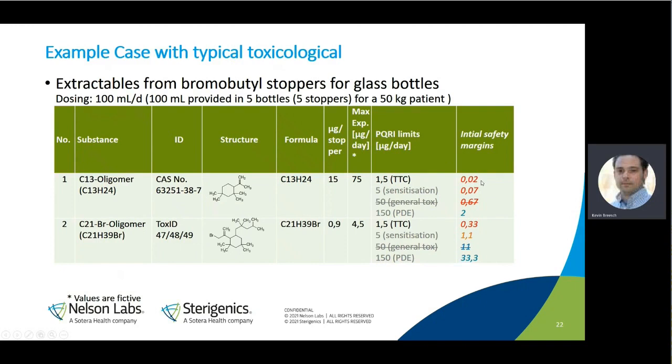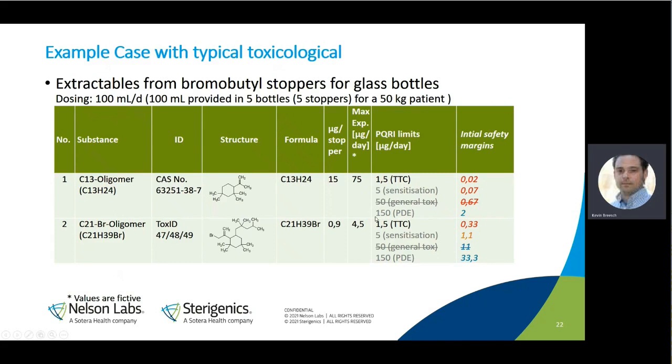How do we get there? It's easy enough. It's 1.5 divided by 75. So if you can overrule mutagenic potential, if you can overrule sensitization potential, remember, I'm not using anymore this general tox safety limit of 15 micrograms a day. We always derive a permissible daily exposure.